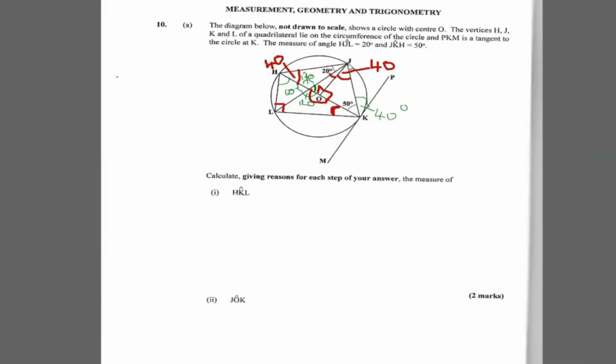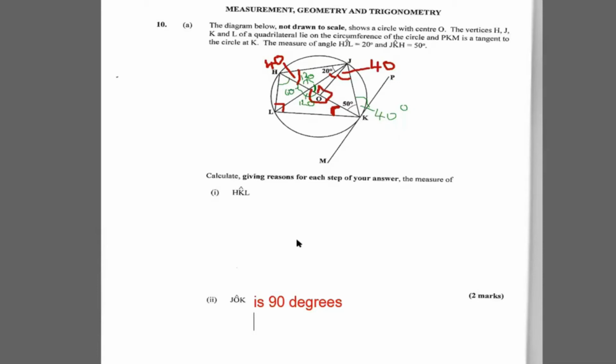JOK is 90. We're going to come back to this one very shortly. And so the angle JOK is 90 degrees. Why is that 90 degrees? It's 90 degrees right here because we have radii and a diameter, all right? So this forms two right angle triangles. These are two right angle triangles. This is also a right angle triangle.